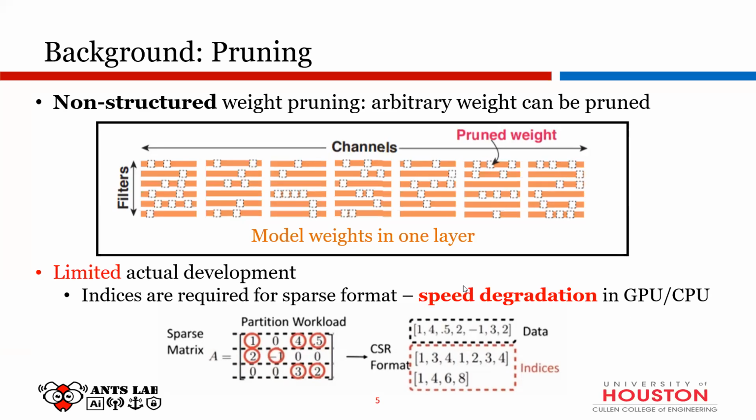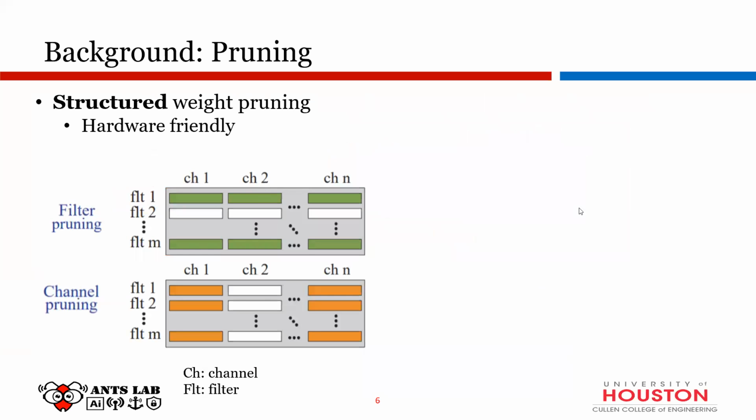Another approach to deal with this challenge is called structured pruning. It is very hardware friendly, since for this 2D weight matrix, we can either prune the entire filters in each layer, or we can prune each channel of all the filters, so that it has clear structures to do the computation and to save the storage.